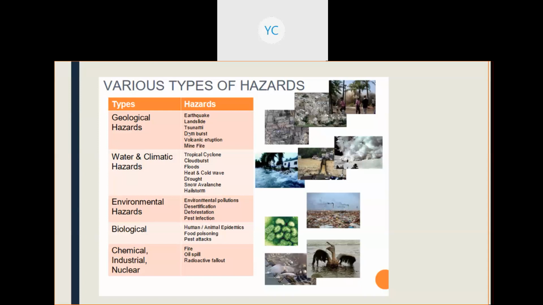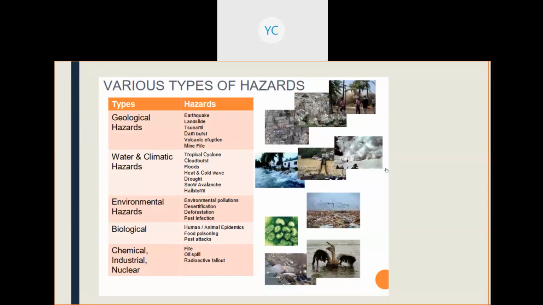Earthquake, landslide, tsunamis, dam burst, volcanic eruption, mine fire, all of this can be combined within geological hazards. Then water and climatic hazards include cyclones, especially the tropical cyclones, cloudburst, floods, heat and cold waves, drought, snow and avalanche, hailstorm. If anyone doesn't understand some of these terminologies, please let me know now. I hope that you all know what a cyclone is, as in the last class we had a chance to discuss.